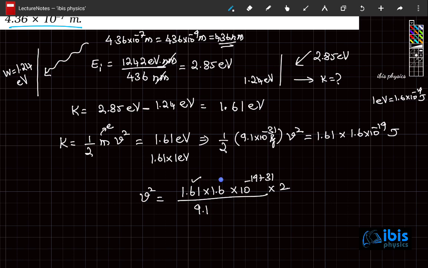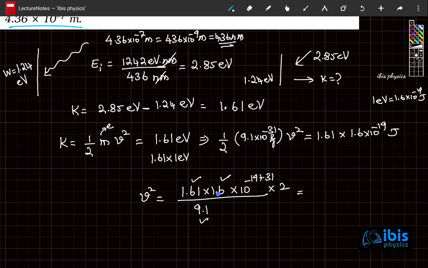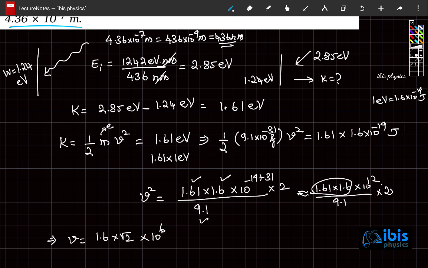Since it is a square, there are two 1.6 and roughly 9. So when you take the square root, roughly the value is 1.61 into 1.6 into 10^12 and 2, divided by 9.1 into 2. So this is v squared. If you want v, you have to take the square root. So 1.6 stays as 1.6 and 2 becomes root 2, 10^12 becomes 10^6, whole divided by 9.1. 3 threes are 9, so roughly it is equal to 3.